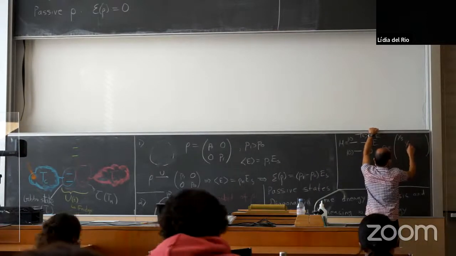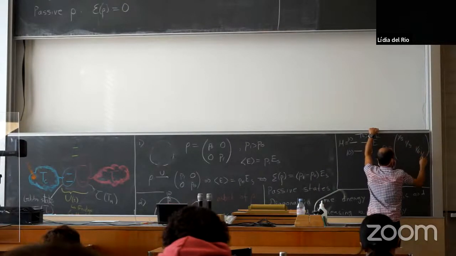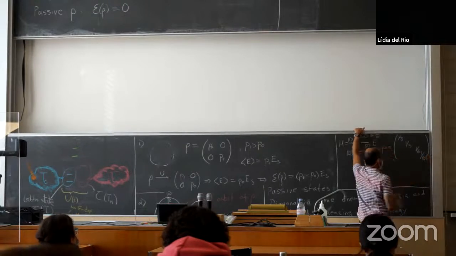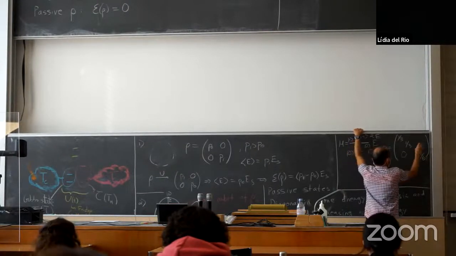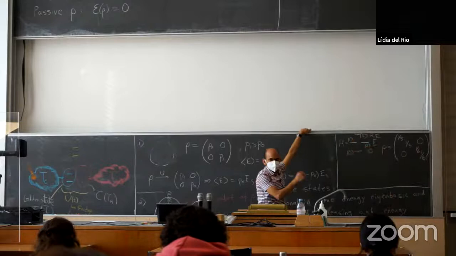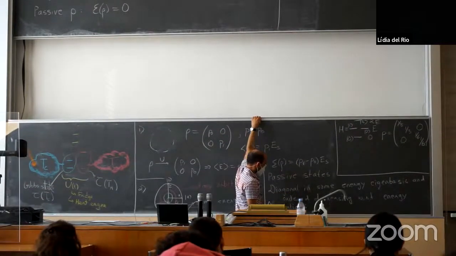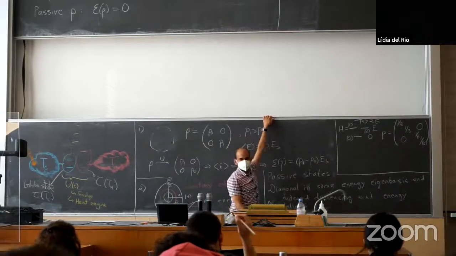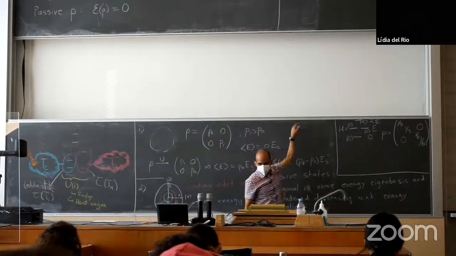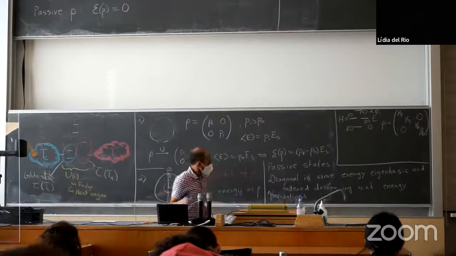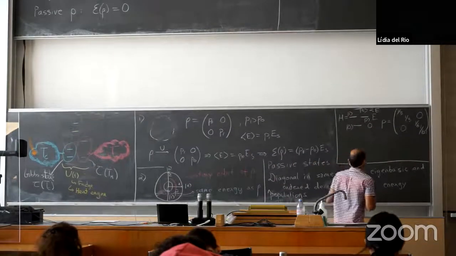1/3, 1/3, 1/6, 1/6, and zeros everywhere else. This is clearly a passive state. I've just defined it as exactly diagonal in some energy eigenbasis and ordered decreasing with respect to energy. So clearly it's passive. But now imagine that I do the following thing. I keep the diagonal elements the same.